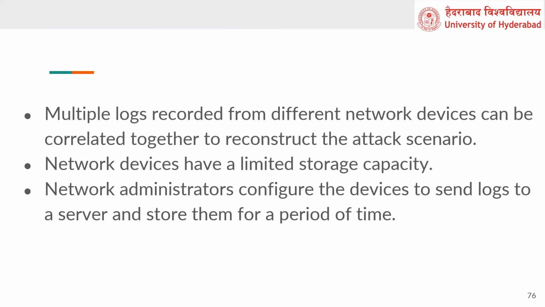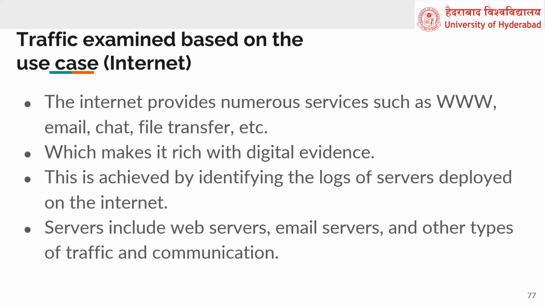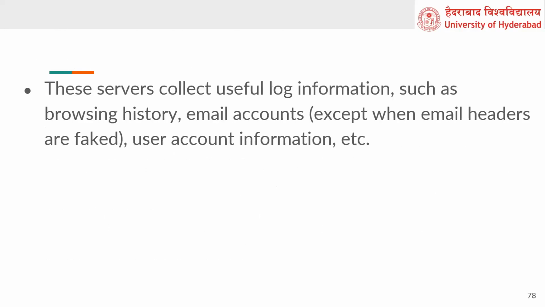And multiple logs recorded from different network devices can be correlated. Correlation is an important step, correlating them together to reconstruct the attack scenario. And the traffic is examined based on the use cases, that is the application layer. Because the internet provides numerous services such as www, email, chat, file transfer, etc., which makes it rich with digital evidence, the servers can be contacted. Servers include web servers, email servers, and other types of traffic and communication. Their logs need to be collected.